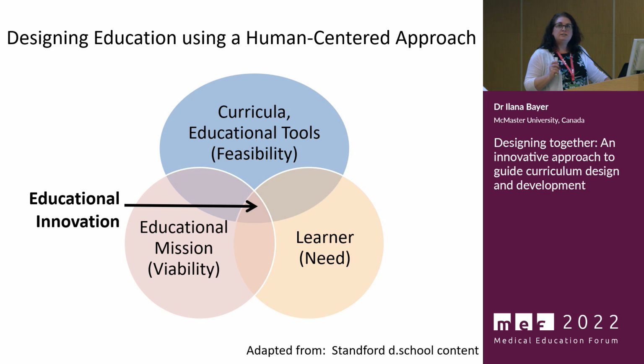Traditionally, as I said, we take more of that backwards course design, where if we look at the circles on the left side, we've got the curricula, the educational tools. From this perspective, we develop what is feasible. But then we marry it with the education mission: what are the outcomes, what are the competencies we want our learners to achieve? We're really good at that portion of it, but the missing piece is that third circle, which is the learner need. We could also substitute that with the faculty, the preceptor, the supervisor need. And at the center where all of these intersect is the educational innovation.